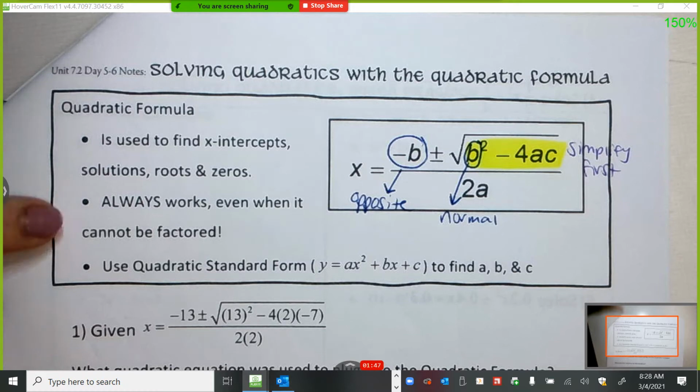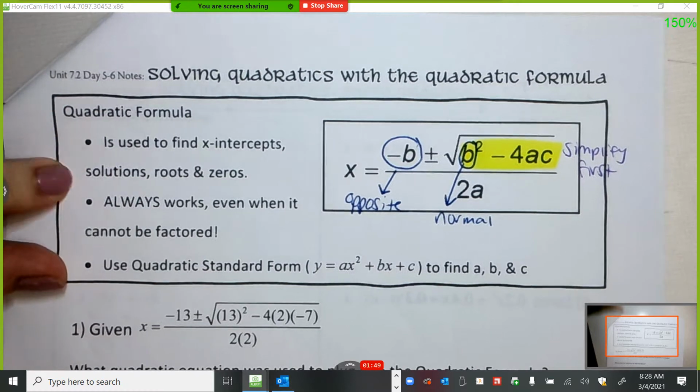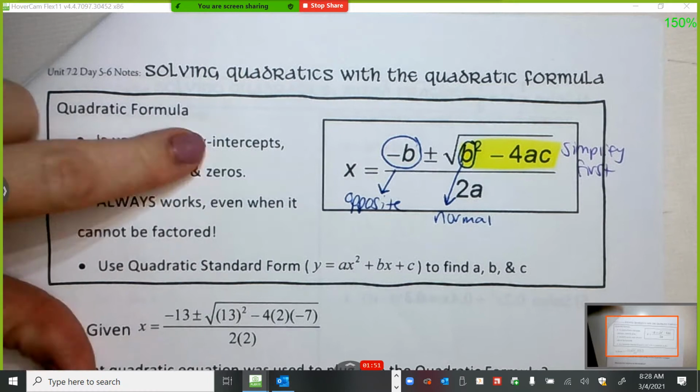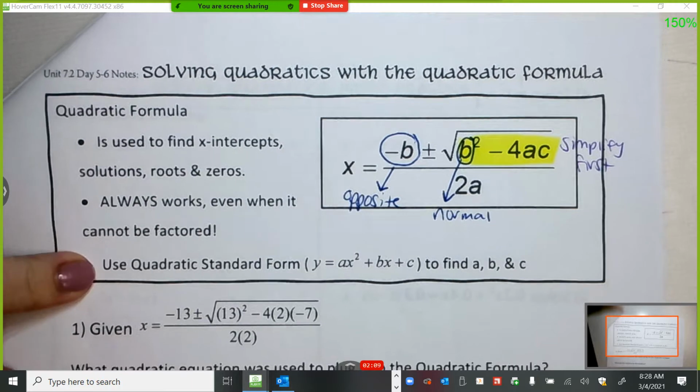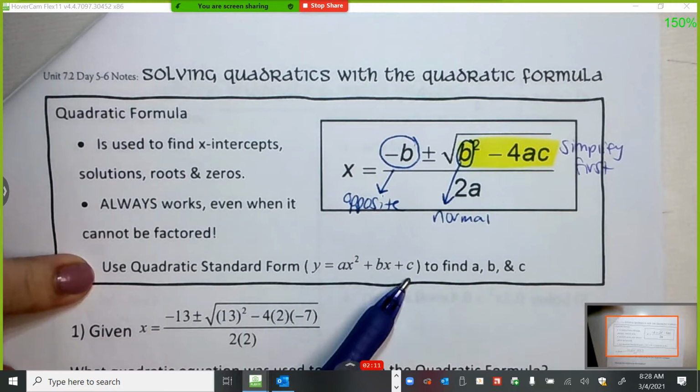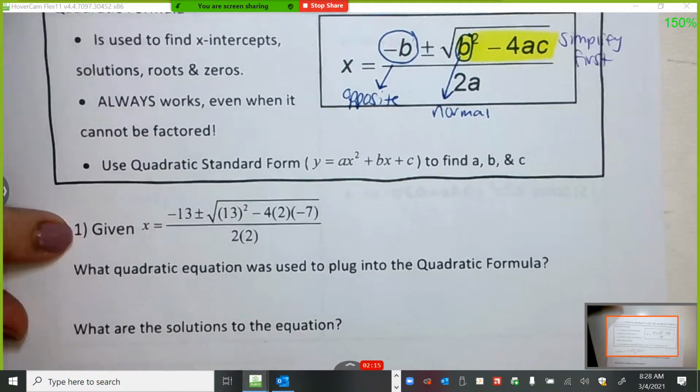Okay, so this is to find x-intercept solutions, roots, and zeros. I want y'all to know all of those words mean the exact same thing. And this method always works. So if you don't ever want to factor to solve, you can always use this method. If you don't want to use a square root method, this method always works. Use the quadratic standard form, y equals ax squared plus bx plus c, to find your a, b, and c.